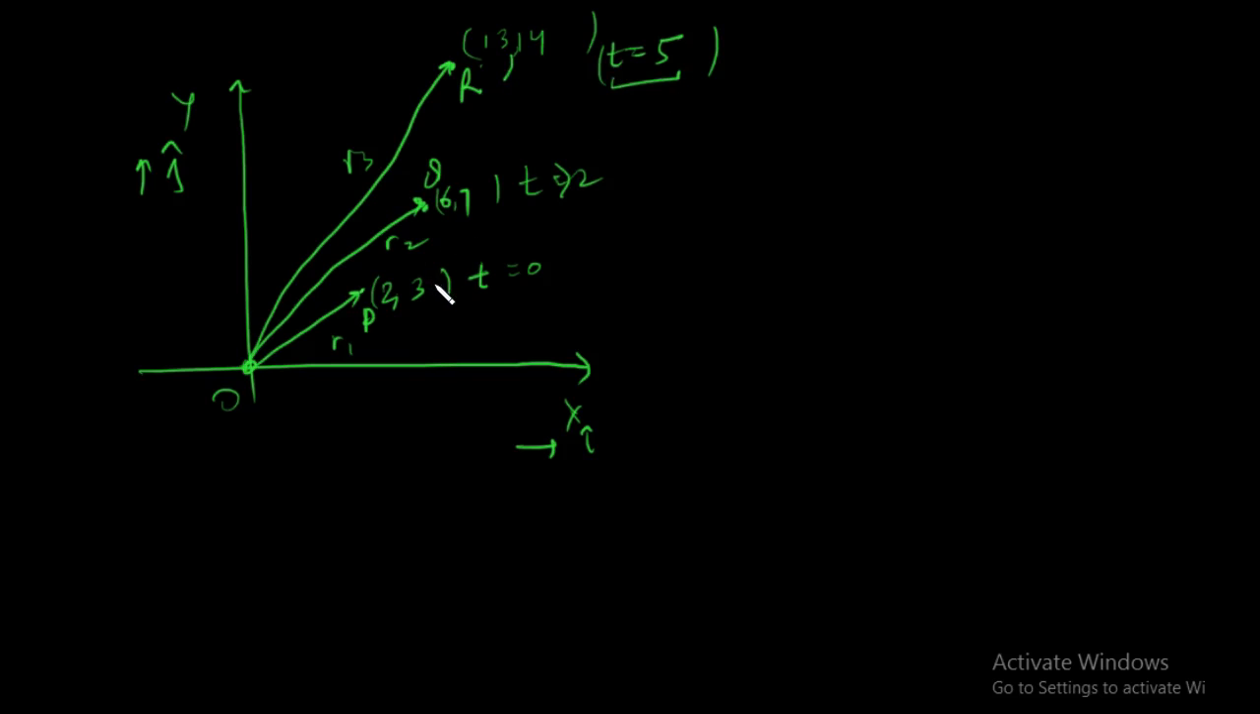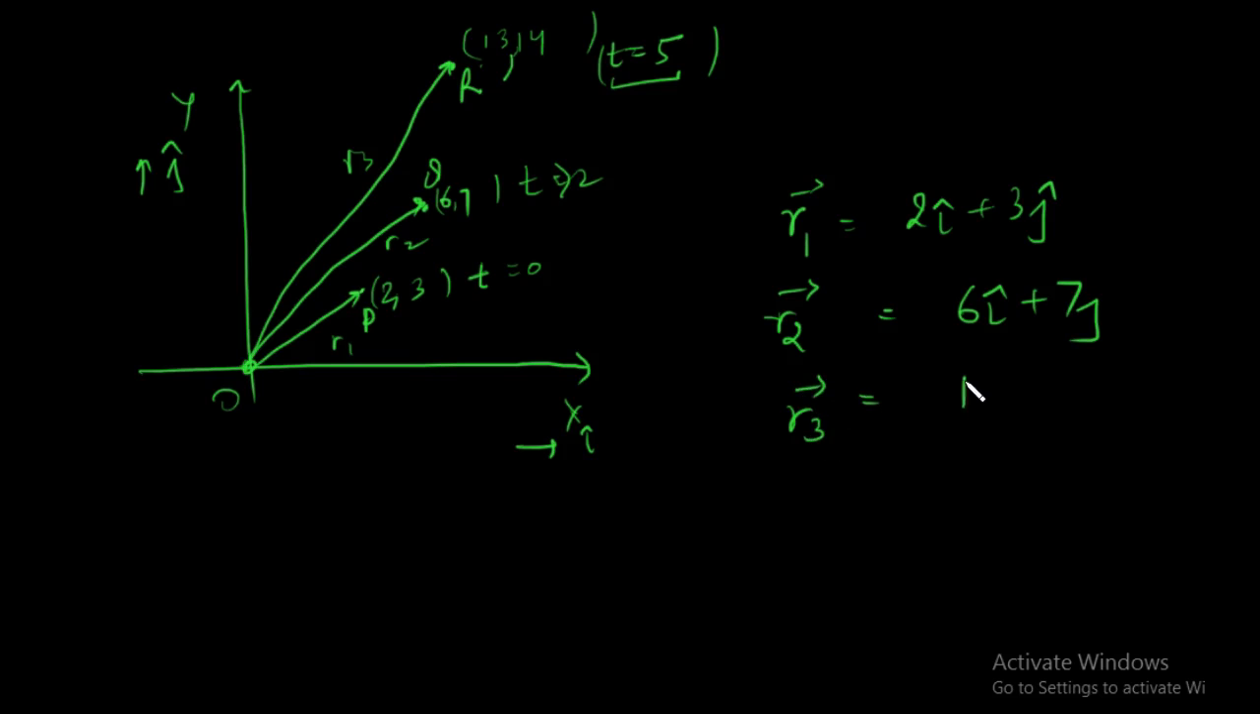Now we have to find the average velocity. First of all, the vector from O to P would be R1. This would be equal to 2i plus 3j. Next, R2, the vector from O to Q, would be equal to 6i plus 7j. And next would be R3, the vector from O to R. This would be equal to 13i plus 14j.